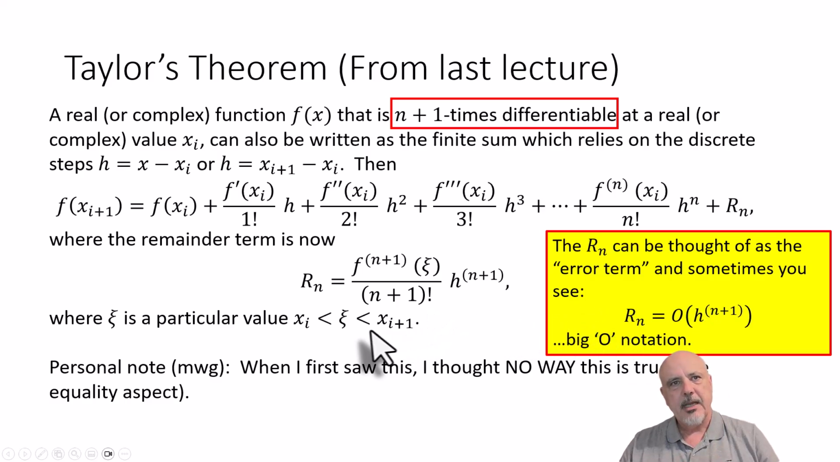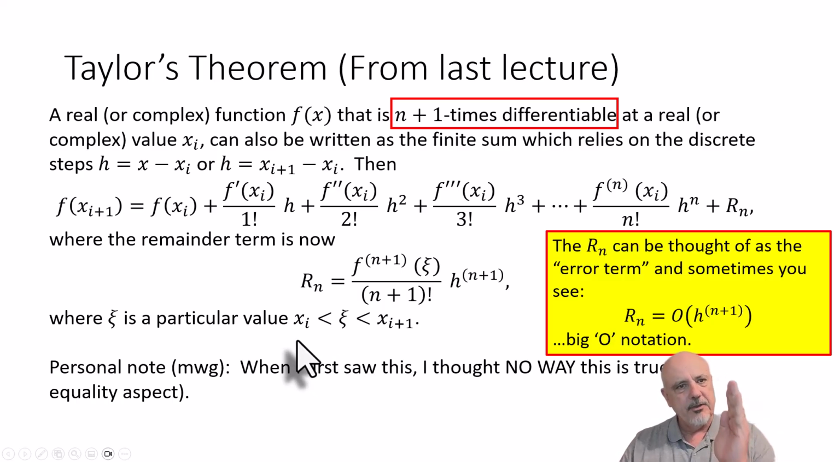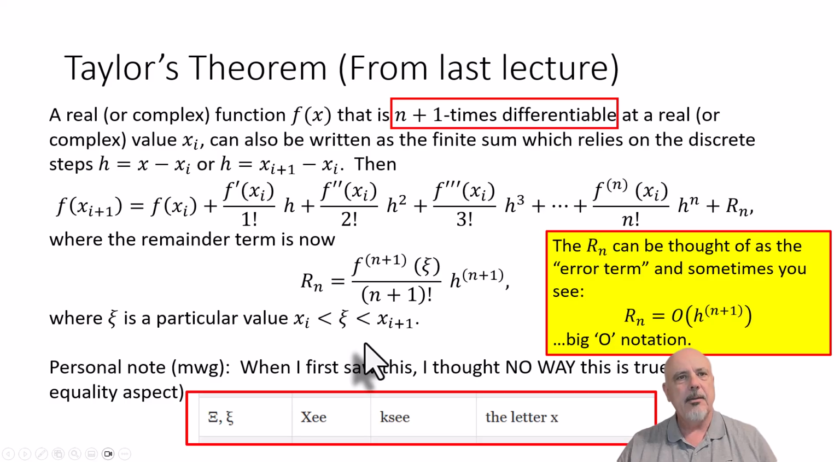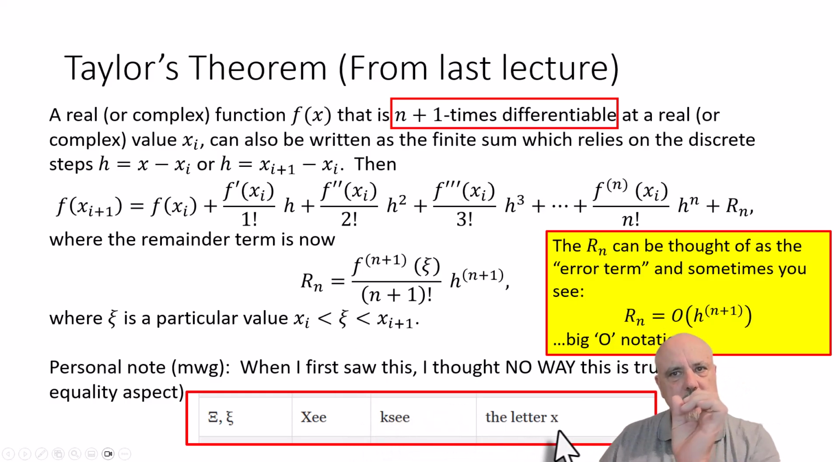In this c, it's weird that this c is somewhere between our reference point and our next point, but we don't know exactly where, and it turns out it doesn't matter. Again, if this is small, it doesn't matter. But the Greeks call this, that's the letter xi in Greek, and I call it kasi. That's as close as I can get to pronouncing it.